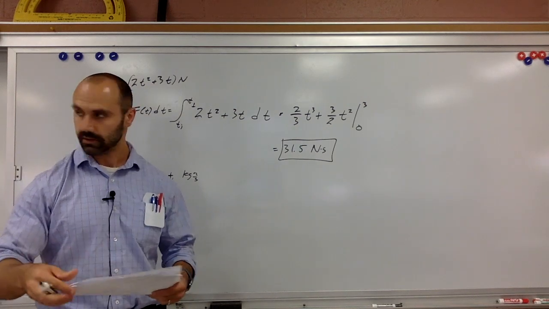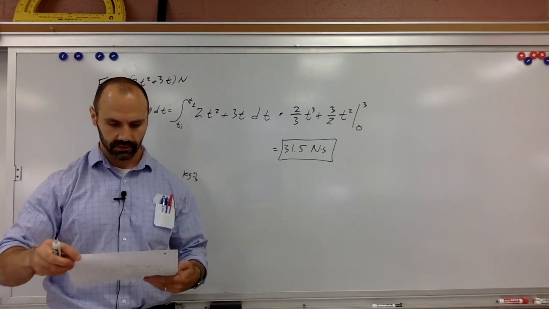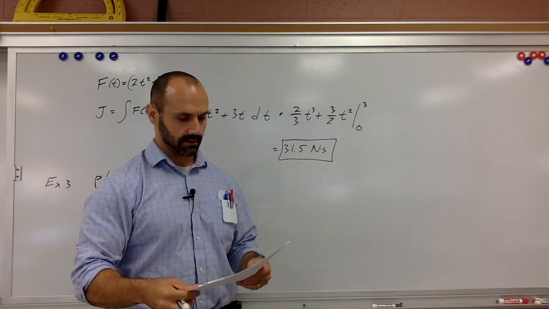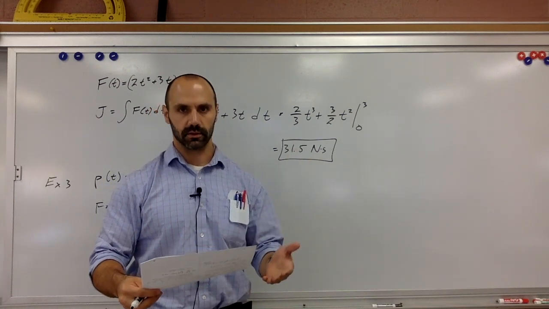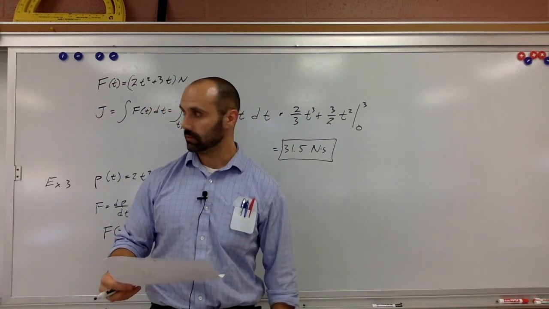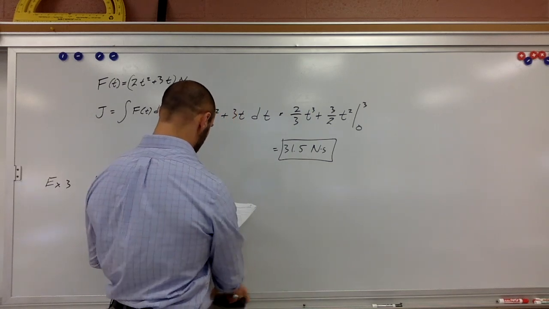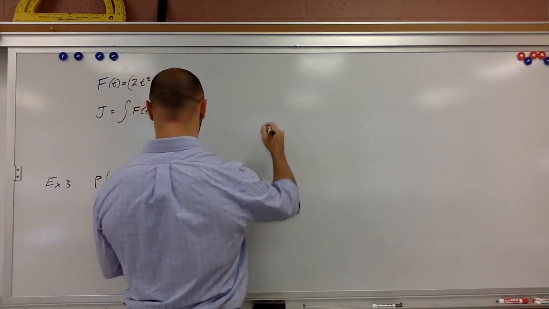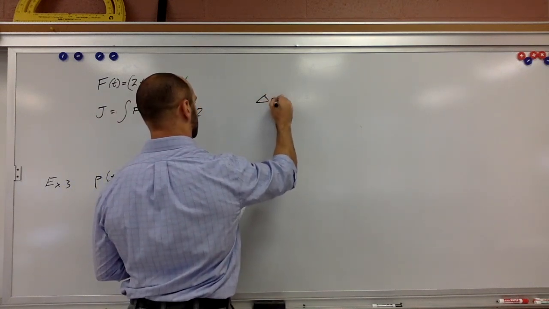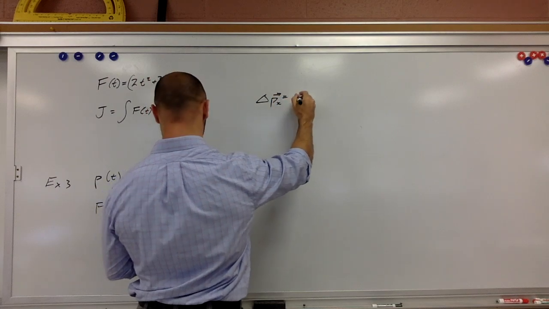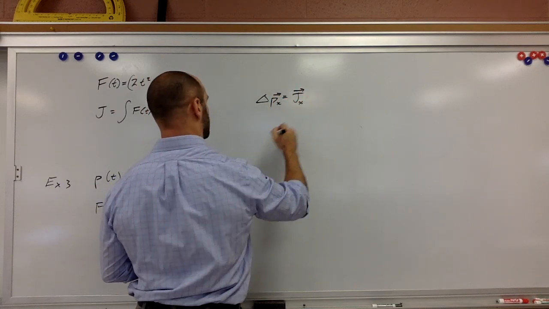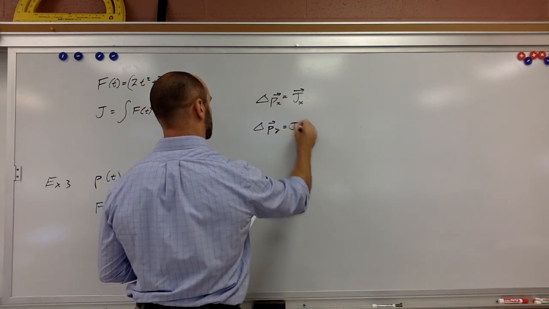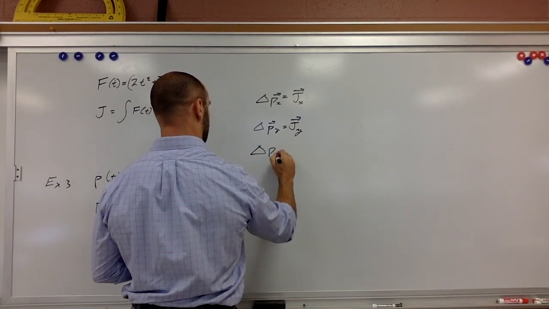The first example 3. I guess we have 2 example 3s. So again, the impulse-linear momentum theorem is that the change in momentum is equal to the impulse, and in 3 dimensions, we can write this down. This is true: the change in the momentum in the x direction is equal to the impulse in the x direction, the y direction, and the z direction.